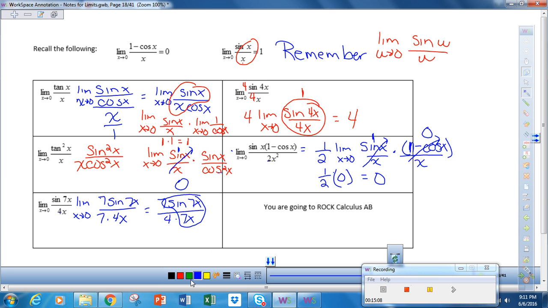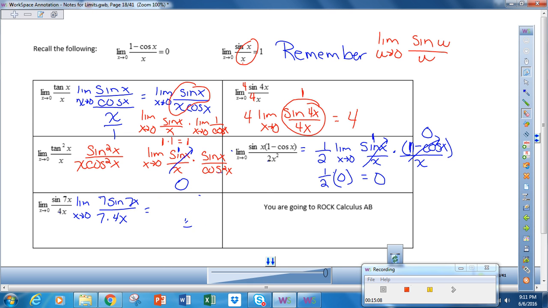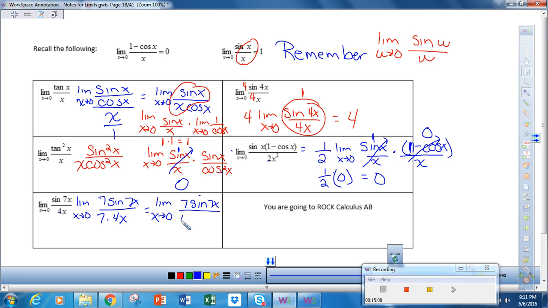If I take the limit, my handwriting gets worse and worse as I get tired. Sorry about that. It's just that I think I have a little bit of arthritis going on here. The limit as x approaches 0 of 7 sine 7x times 4 times 7x. We know that this limit is 1, so we're going to be left with 7/4.